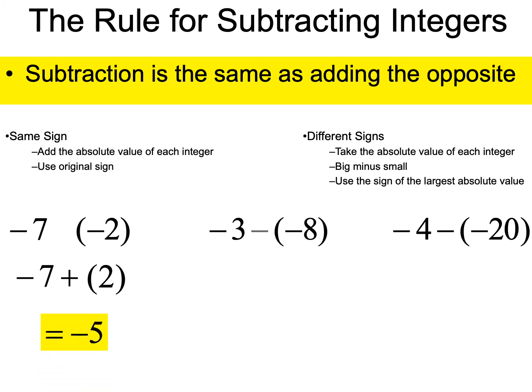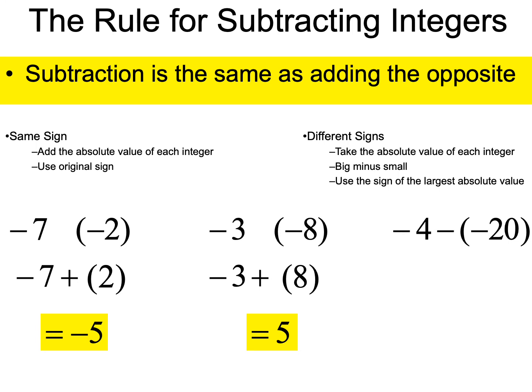Middle one. Subtraction is the same as adding. The opposite of negative 8 is 8. Ooh, different signs. Big minus small. 8 minus 3 is 5, and I got more positives this time. Positive 8, negative 3. More positives.